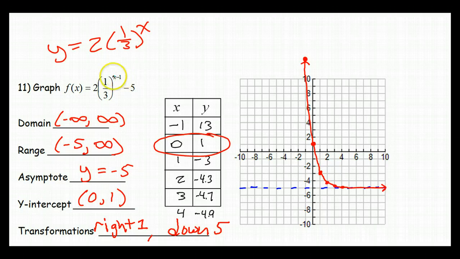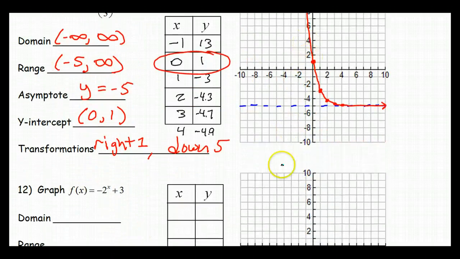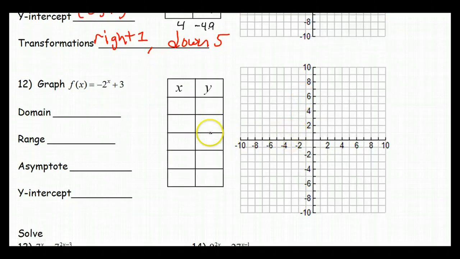In the exponent, this is left-right motion, but it works the opposite of what you would normally think. So a negative number will actually send you to the right. If this were a positive one, then it would be to the left one. It's kind of backwards. All right, let's move on to number 12.